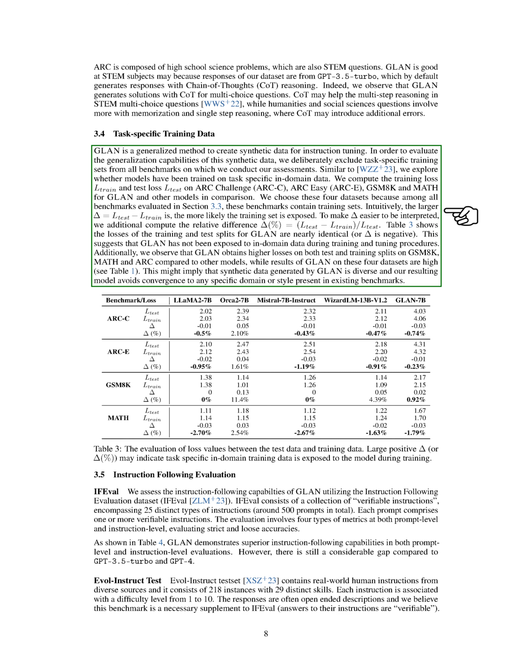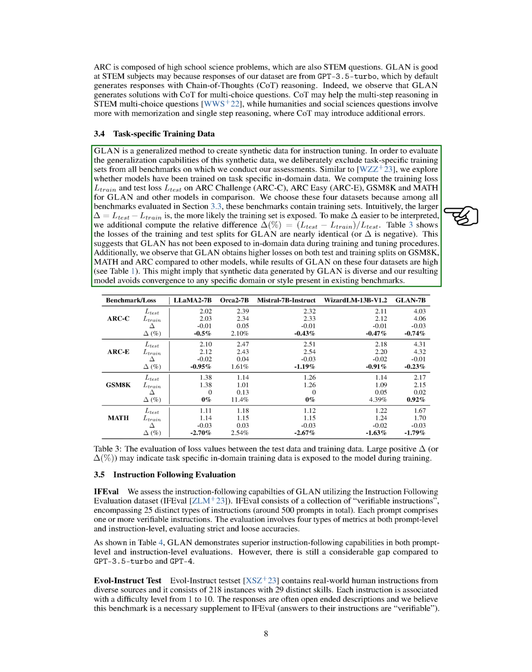Intuitively, the larger the difference between test loss and training loss, the more likely it is that the training set was exposed. To make this difference easier to interpret, we also calculated the relative difference as a percentage. Our findings show that the losses for GLAN on both training and test splits are nearly identical, or even negative in some cases. This suggests that GLAN was not exposed to in-domain data during its training and tuning processes.